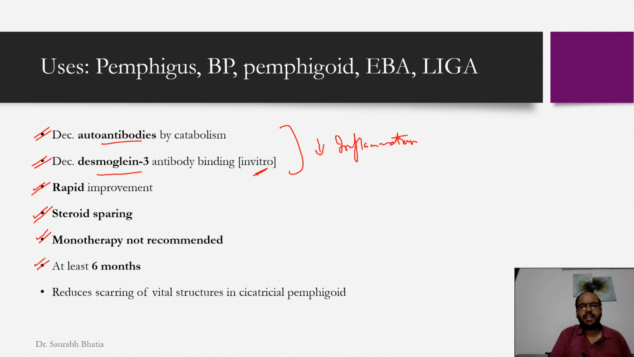Again, give at least for 6 months. That is true for nearly all indications. If IVIg is not showing any benefit after 6 cycles, stop it. It reduces the scarring of vital structures in cicatricial pemphigoid. So remember that in cicatricial pemphigoid, significant scarring of eye mucosa or other mucosal sites happens. And IVIg has been shown to decrease the amount of scarring that occurs, thereby decreasing the morbidity of these autoimmune disorders significantly in the future. So the take home point is that if your patient can get IVIg at the hospital, and if you can easily give IVIg with good monitoring, give IVIg.